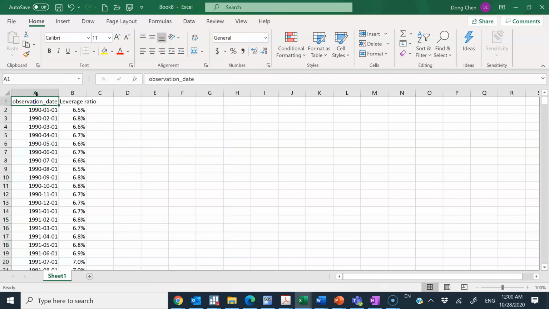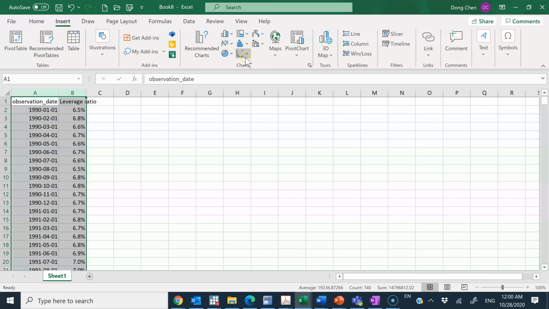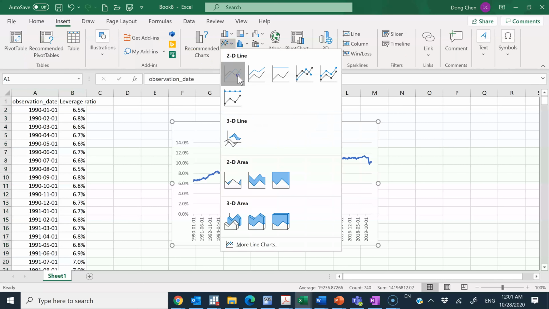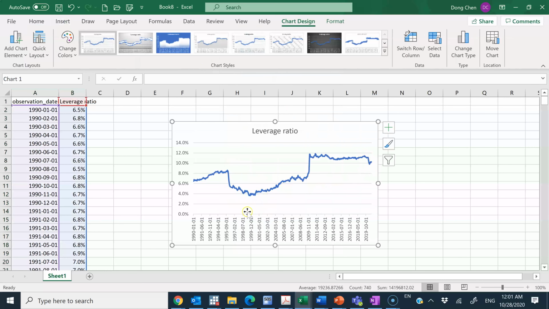So now I can use this to draw the chart. Insert chart. I guess we can just insert this line chart. And then you can see this very nice line chart showing the time trend of the leverage ratio. From that, you can see, broadly speaking, it's increasing over time, even though there is some sort of downtrend during some time intervals. But largely speaking, it's going up.